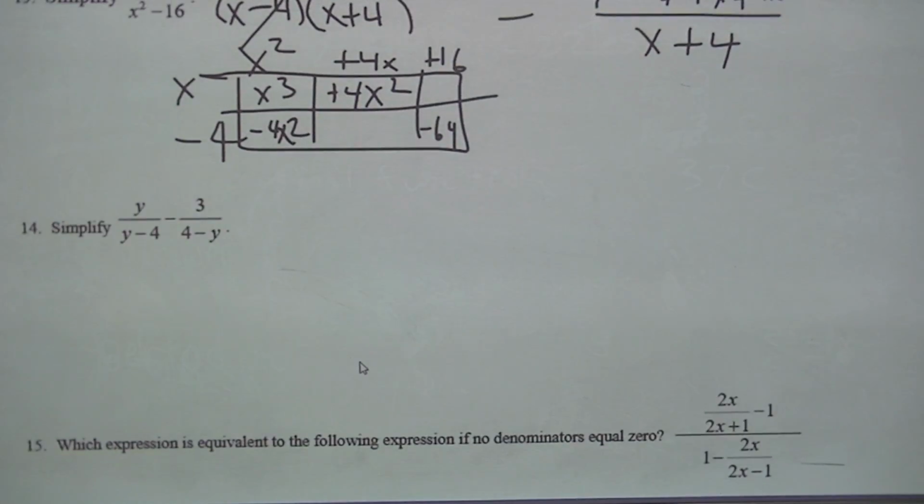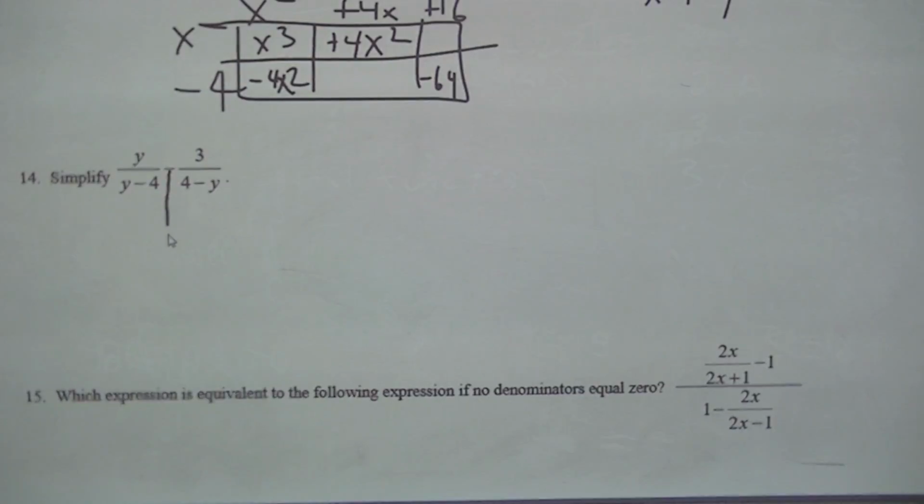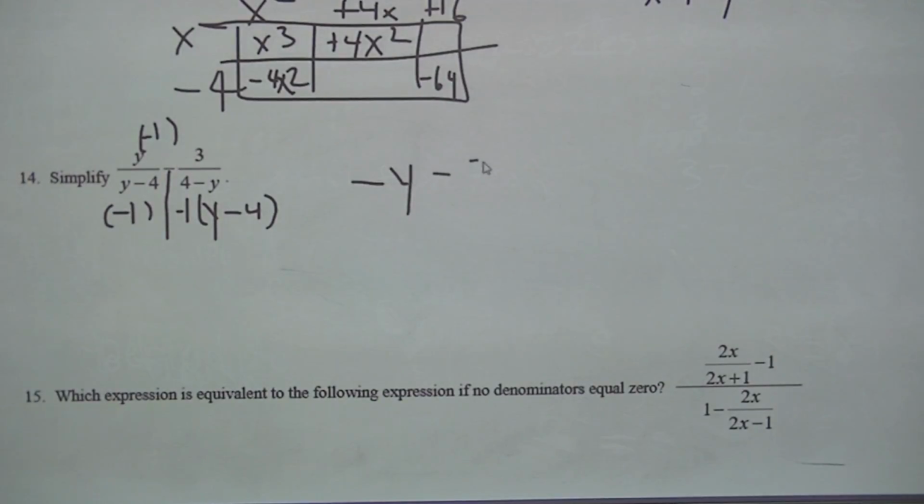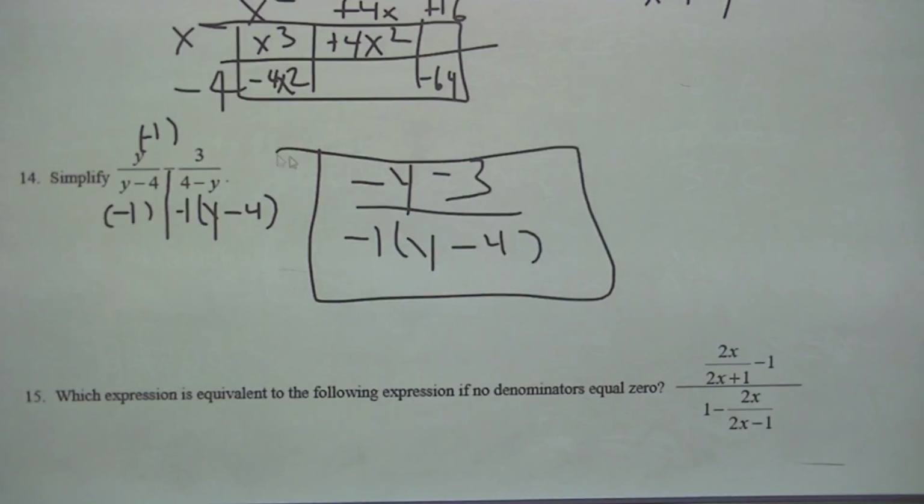Going down to the bottom here, all right? I can't factor these because they're not squares. So what I'm going to do is this one I'm going to take out a negative 1, which makes this y minus 4. So this needs a negative 1. Okay? So what I got is y times negative 1, which is negative y. This is just minus 3. Okay? Nothing can combine here. So I'm just going to write it like this. And that ends up being my answer.